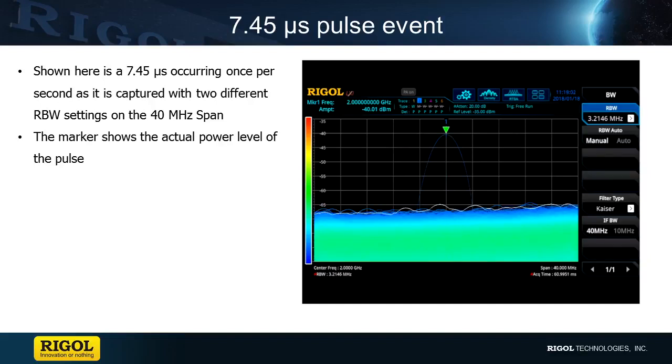Now we move to RBW6, and here we find that every pulse is captured. Sometimes the pulse overlaps two FFTs and we get a double event, but one of them, the higher one, is always accurate. So that's how you look at a POI, or 100% probability of intercept, on a real-time spectrum analyzer, and what it means.